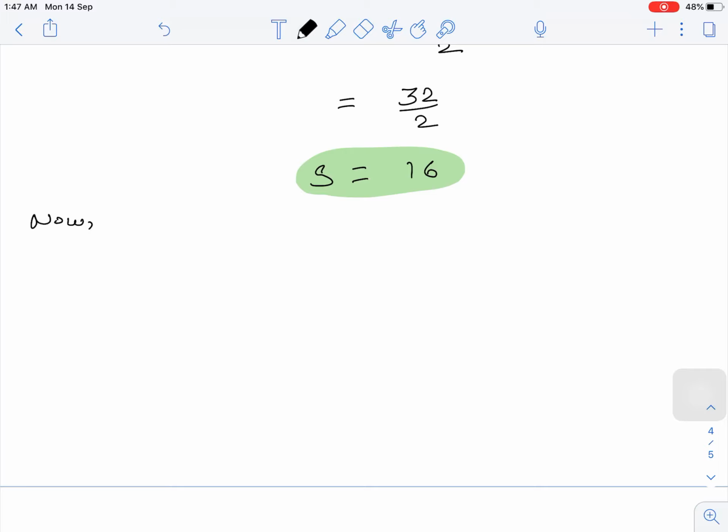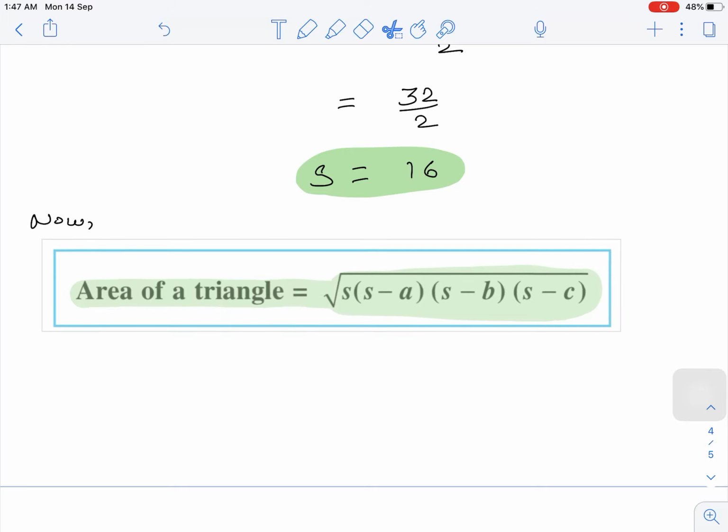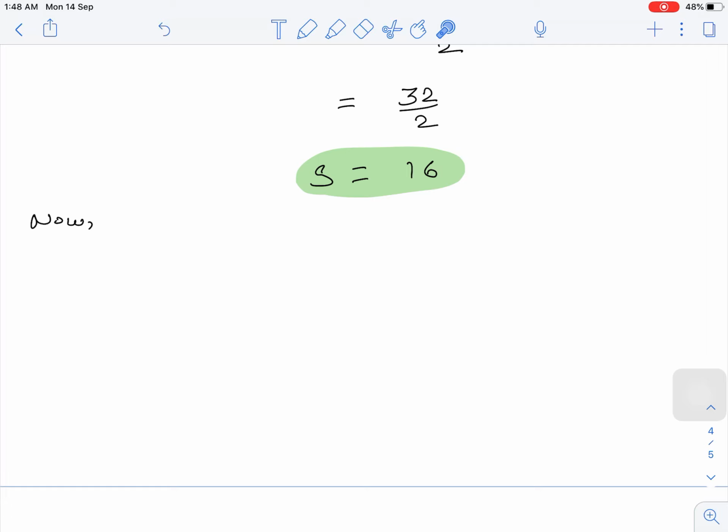So now we'll just put that formula here. Every time you have to write the formula. Area of triangle equals under root S minus A, S minus B, S minus C. Now remember that if you write it all here, it will be a little bit complicated, as all these numbers will come here only. So for our convenience, we will write the differences S minus A, S minus B, S minus C before using this formula.